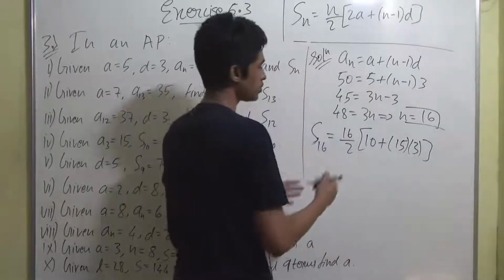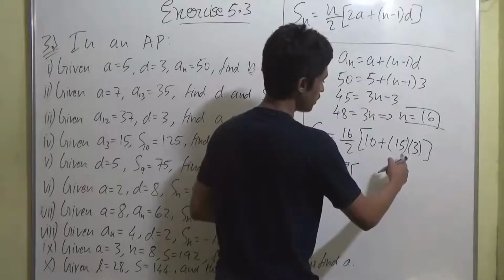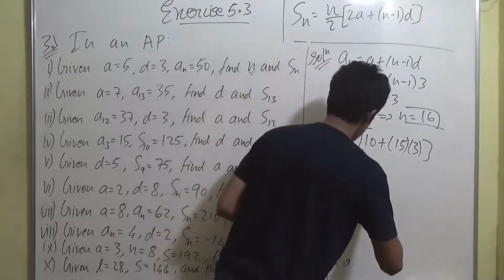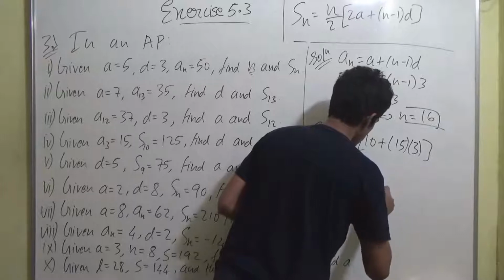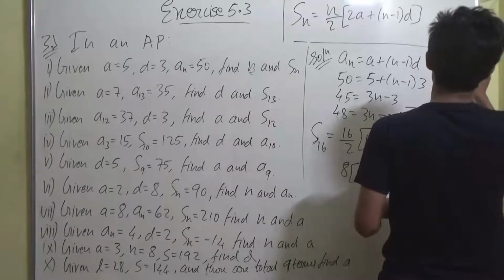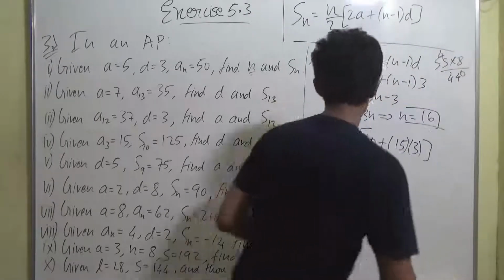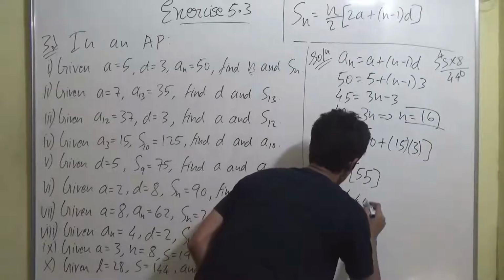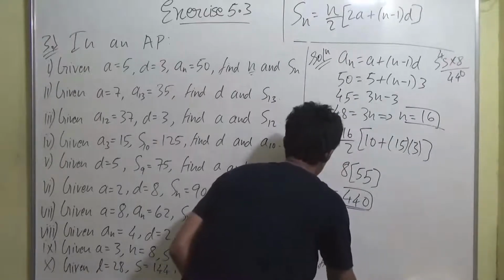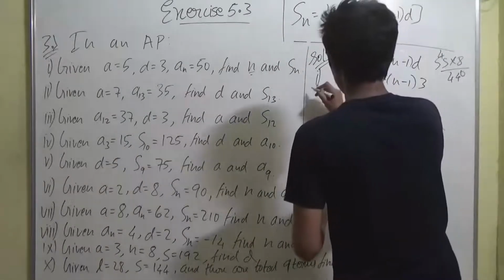Done. Now let's solve this, guys. It's going to become equal to 8. This will become 10 plus 45, that is 55. So 55 into 8 is, let me do it here, guys. So it will become 440, equal to 440. This is S of how much? 16. So this is the first sub question's solution, guys.